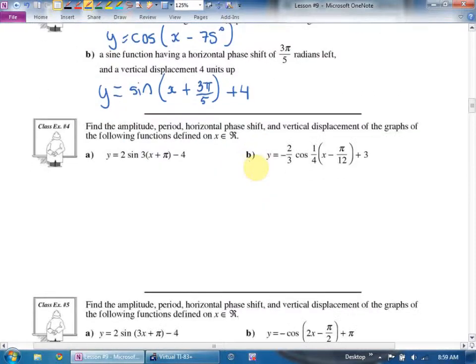So a good multiple choice question would be something like number 4, where I give you an equation and I ask you to tell me probably two of the four. I'll say, tell me the phase shift and the vertical displacement, or the phase shift and the period. I can make lots of nice wrong answers because there's four different numbers in there for you to pick from. Good little multiple choice question. So let's list everything here. It wants us to find the amplitude, the period, the phase shift, and the vertical displacement.